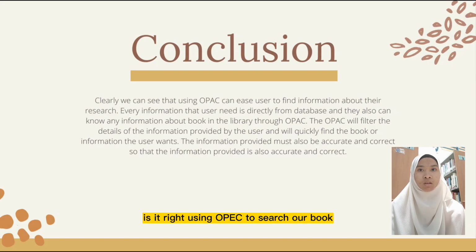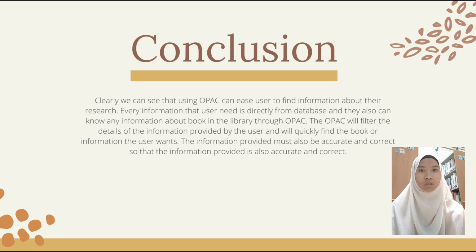Conclusion: clearly we can see that using Opac can ease users to find information about their research. Every information that users need is directly from the database, and they also can know any information about books in the library through Opac. The Opac will filter the details of the information provided by the user and will quickly find the book or information that the user wants. The information provided must also be accurate and correct, so that the results are also accurate and correct.